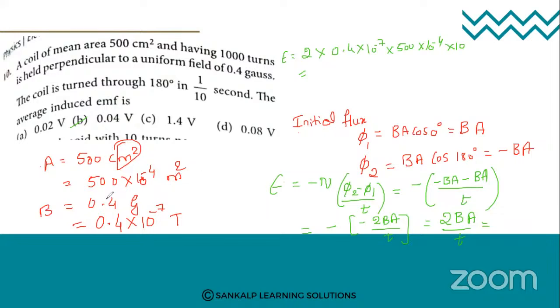The magnetic field is given as 0.4 gauss. Gauss is not an SI unit, it is a CGS unit. So to convert gauss into tesla, 1 gauss is equal to 10^-7 tesla. So therefore 0.4 into 10^-7. Okay, A is done, B is done.